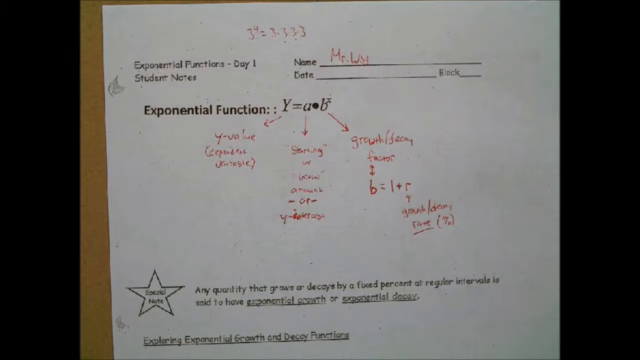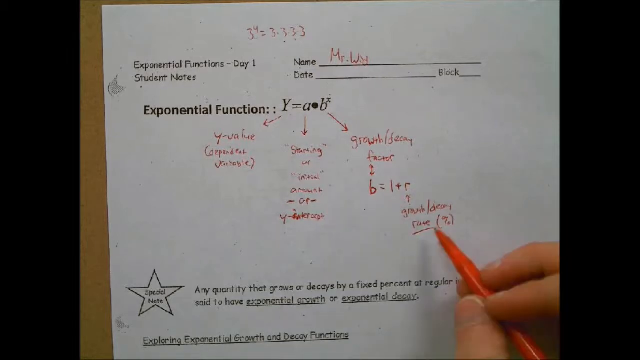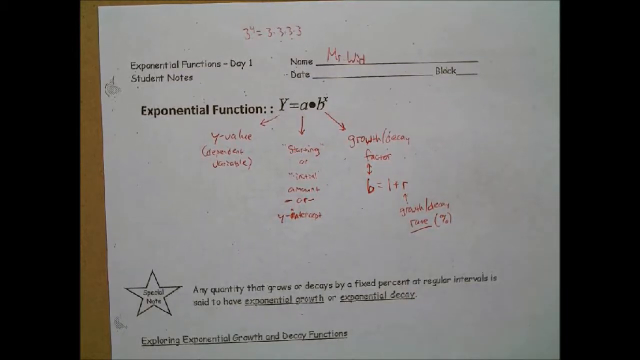So we're going to have a growth rate of 10%. The rate would be 10%, but then our B will be something else. And again, we'll get more into that when we get more into context and stuff like that. But I just want to introduce the idea here. Okay? So these are all the pieces of our exponential function.